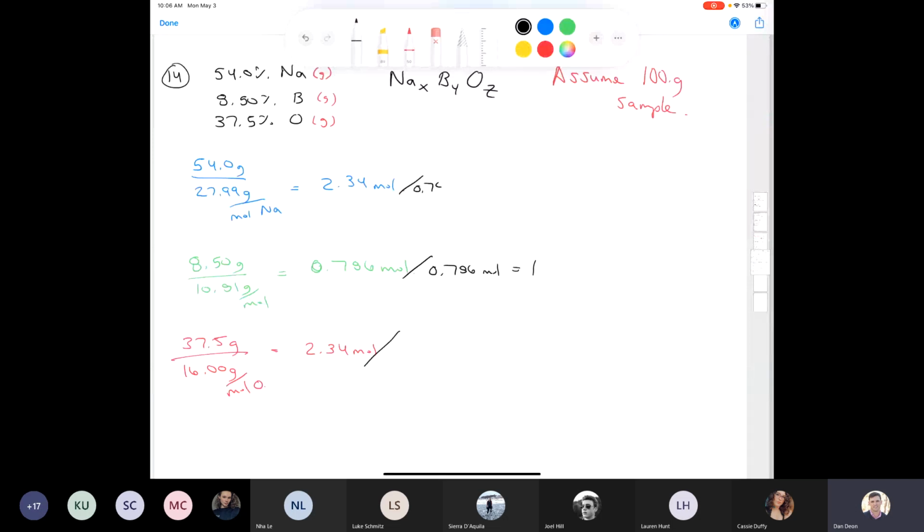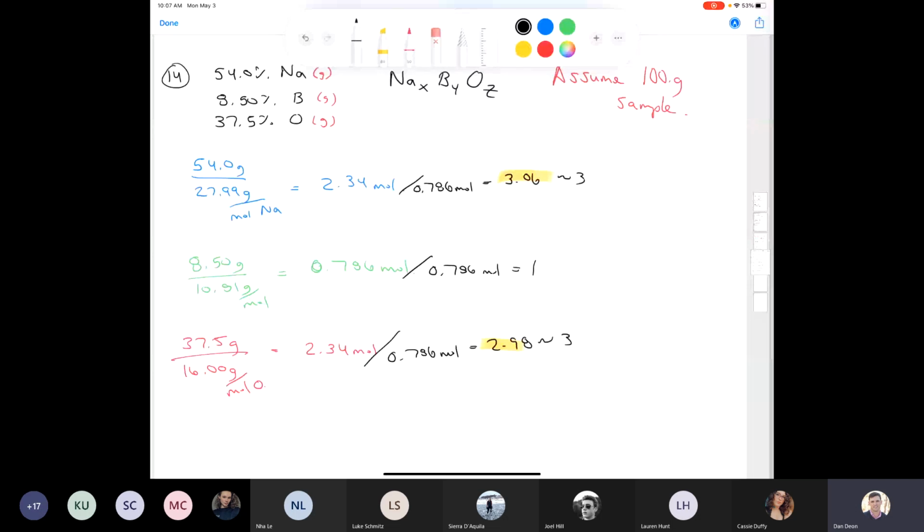Here we have 0.786. Now I've gone ahead and done the math here, and I got 3.06, and then I did it here, and I ended up with 2.98. Okay, now these are close enough that they look to be about 3, and this one's about 3.